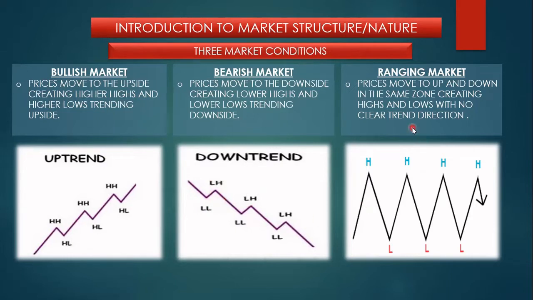And then we have a ranging market. A ranging market is a consolidating market. There's no clear direction of where the trend is. So those are the three market conditions that we have. Let me show you how these market conditions happen on the charts.